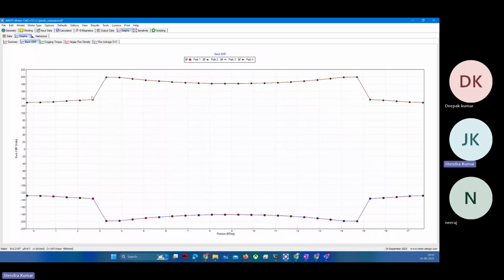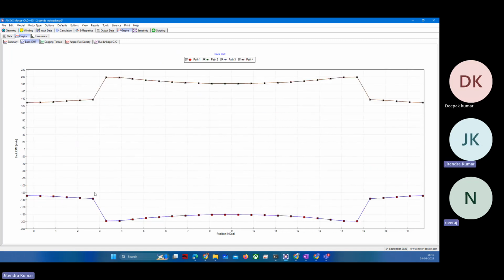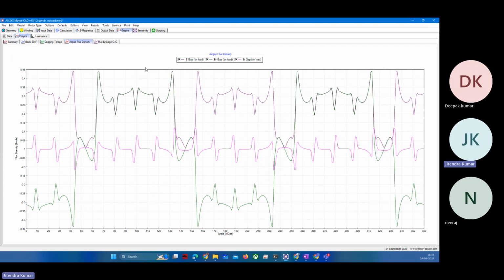And these are transitions. For path one and path three, this section is positive. For path two and path four, it comes from the negative section, and the overall voltage will be path one minus path three. So overall they add up, and the peak value will be approximately 400 or something. This is how your air gap flux density will look.